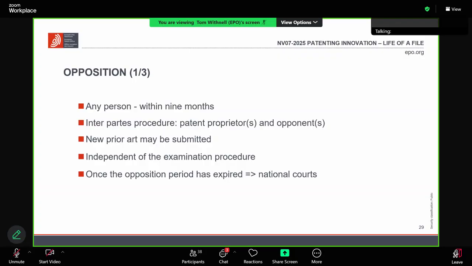And now, the CRISPR procedure also involved a number of parties and a number of commercial interests, of course. The opposition proceedings are independent of the examination proceedings. The parties can come up with new prior art, and it's independent of the examination procedure, even though one of the examiners that was part of the examination proceedings can be part of the opposition division. However, next one, please.